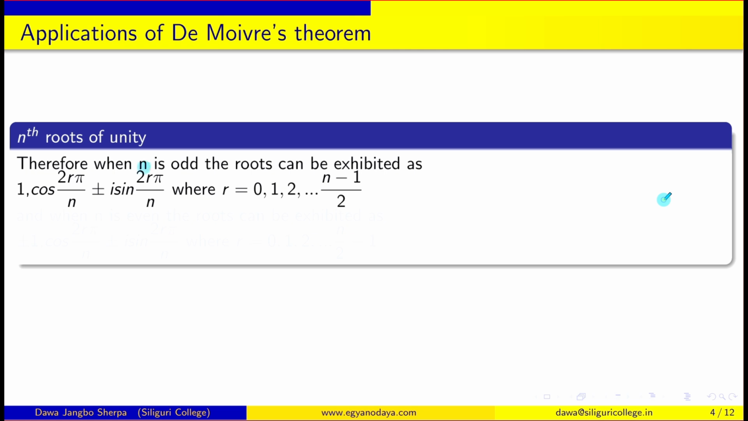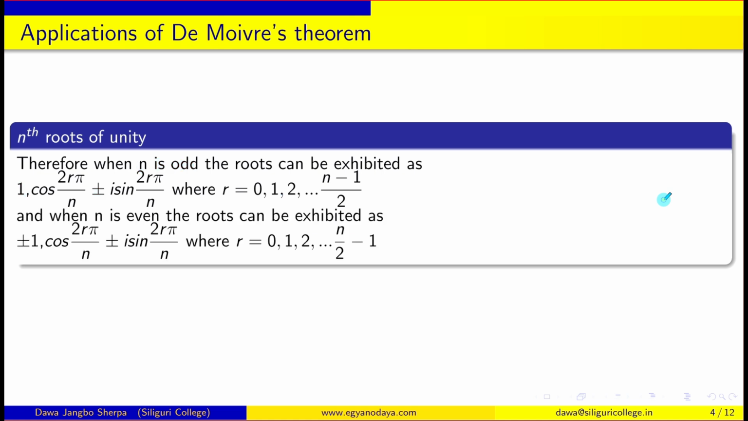So we can write the roots. When n is odd, the roots can be exhibited as 1, which is the only real root, and the remaining roots are cos 2r pi by n plus minus I sine 2r pi by n, where r runs from 0, 1 to (n minus 1) by 2. So this plus minus will give the two values of the root. When you put r is equal to 1, 2 up to (n minus 1) by 2, we'll get two roots. They are conjugate of each other, as we know that complex roots occur in conjugate pairs.